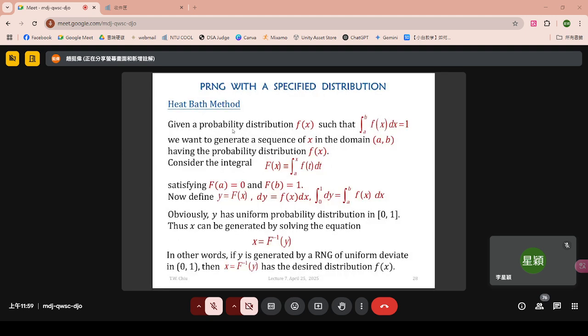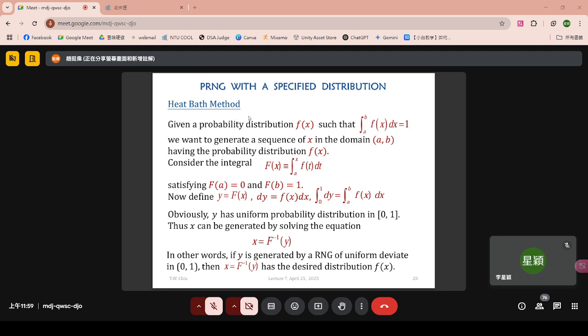There's another way to generate this. Suppose you are not trying to get a uniformly distributed random number. You want a probability distribution f(x), for example, the Gaussian. Then what do you do? You can get such a random number with such a probability distribution, provided you already have a random number with uniform distribution. It's called the heat bath method.